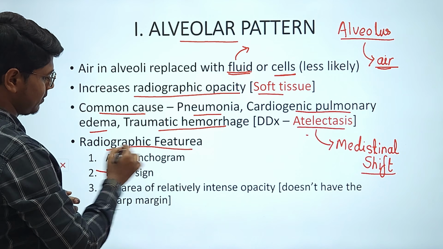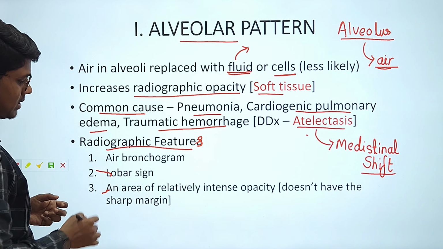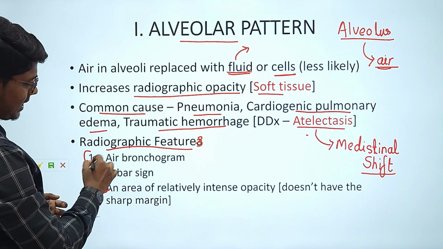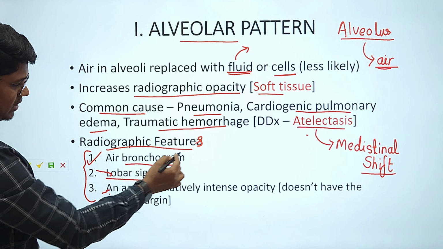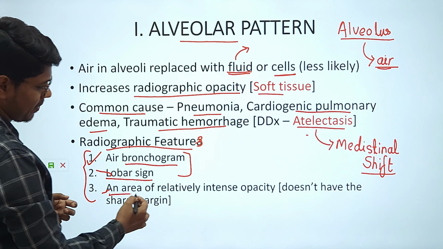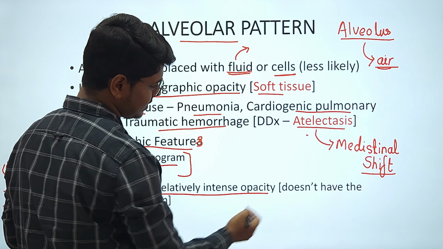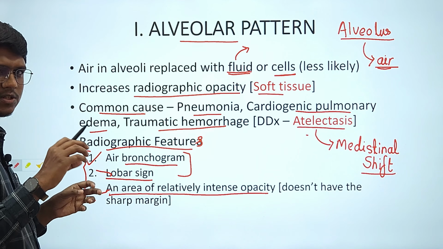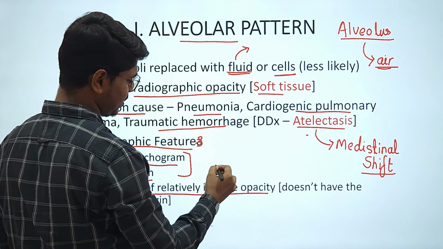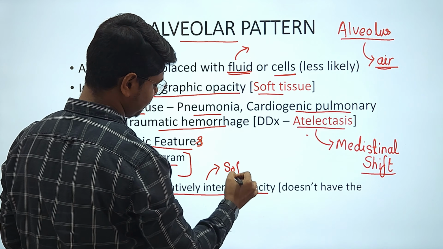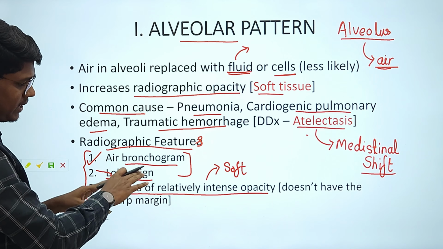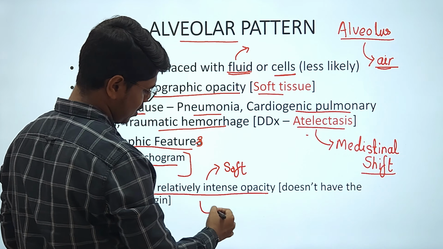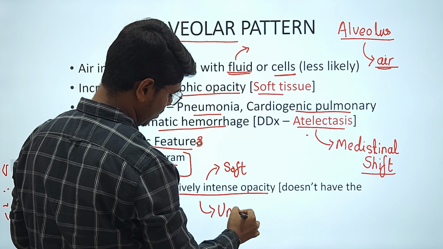So what are the radiography features? Three features. One is air bronchogram. We will discuss one by one. Then the lobar sign, and when these two are absent, then you may find an area of relative high intensity opacity. The opacity intensity will be high. Usually it will be of soft tissue opacity. The only differentiating thing is this particular sign. If you are not finding this one, the differential diagnosis is unstructured interstitial pattern.